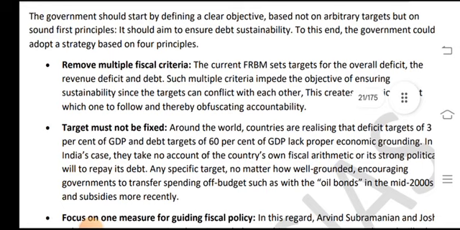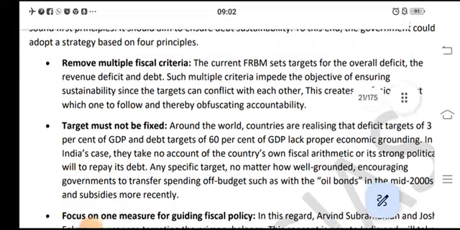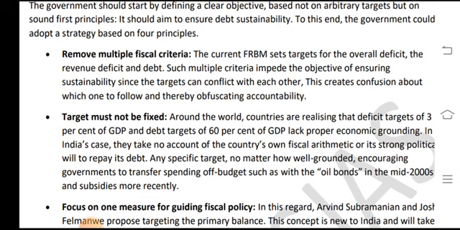Remove multiple fiscal criteria. The current FRBM sets targets for the overall deficit, the revenue deficit and the debt. Such multiple criteria impede the objectives of ensuring sustainability, since the targets conflict with each other, and these criteria create confusion about which one to follow, thereby weakening accountability.